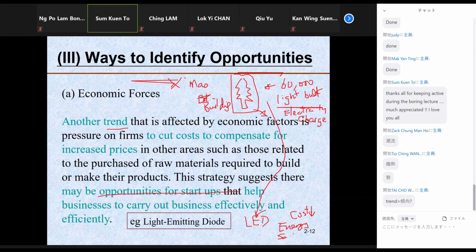Okay, so it saves electricity charge, and then you can sell it to Sun Hung Kai and New World Group saying that, hey, I have a new invention, LED light. With the LED light, you don't need that many light bulbs. You don't have to pay so much charge, but you can have the same effect. All right, so you need to cut costs to compensate for the increased prices, and also economic conditions are no good. And that's why you as an entrepreneur invent LED so that people can make use of that.